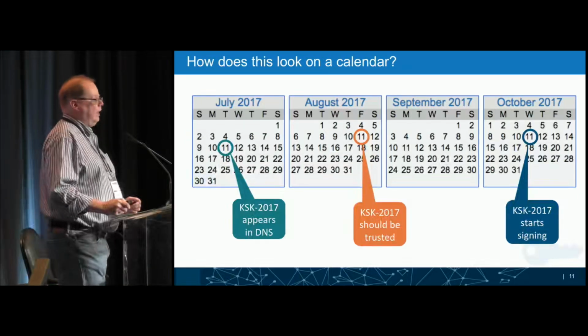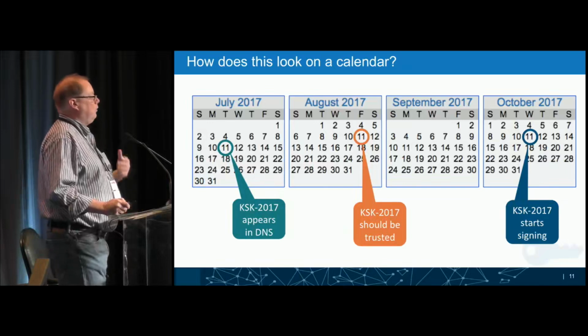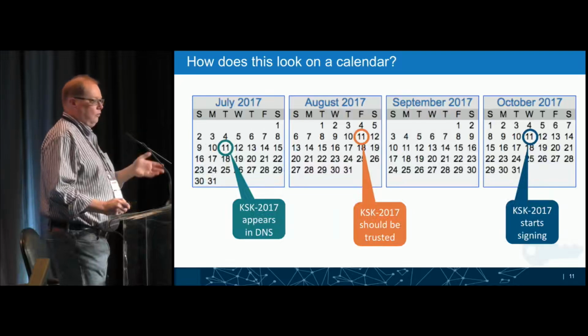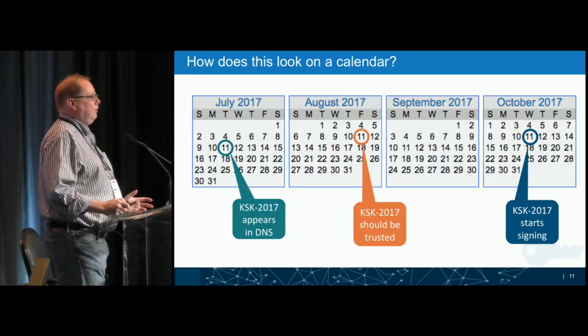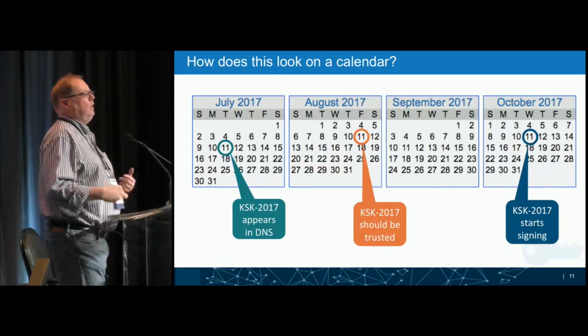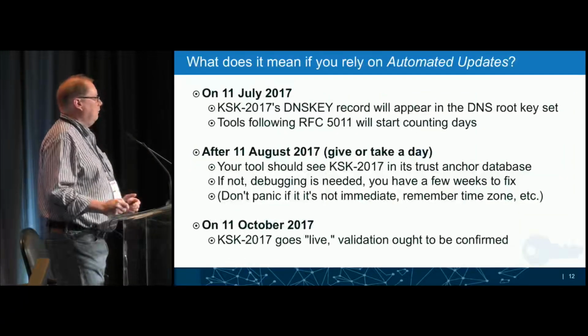On a calendar, what we're going to do is we're going to start this process on July 11th. By August 11th, you should have the new key learned in your system. So if you're running a system and you look through the monitoring tools that you have, in August you should see the new key is trusted. If not, you've got about another 2 months to fix whatever needs to be fixed. And we'll get into that a little bit later. October 11th is a day in which we change which key we use, and at that point we need to go forward.